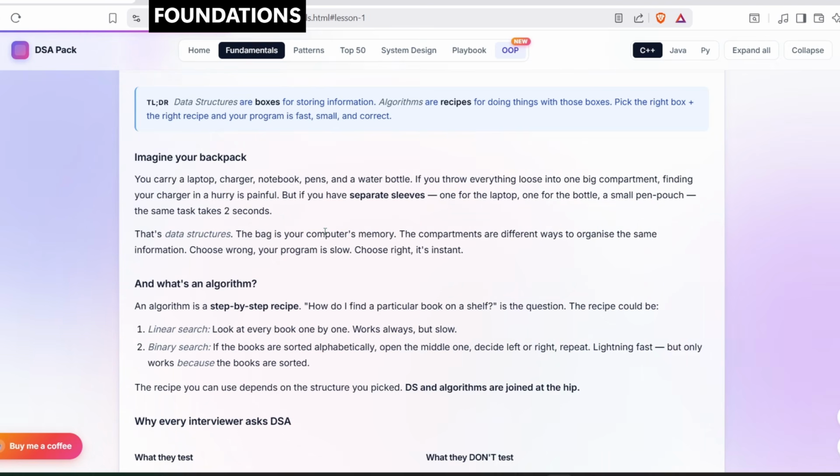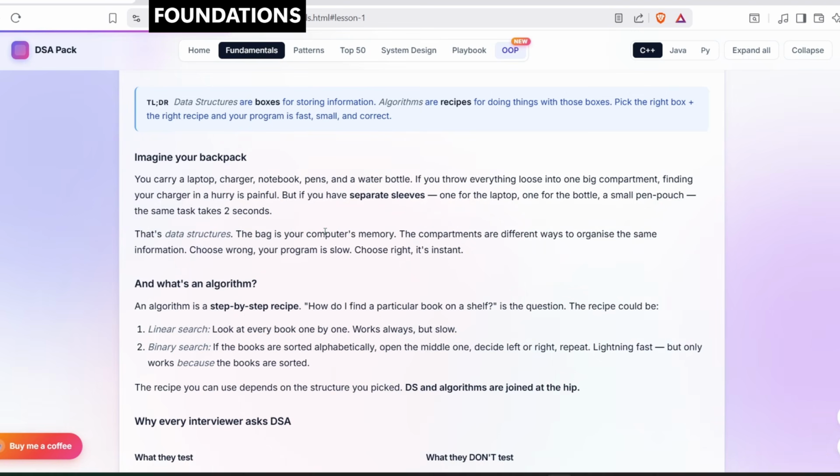An algorithm is a step-by-step recipe. How do I find a particular book on a shelf? There are various ways to search for a book on the shelf. Let's have the first one, linear search. Look at every book one by one. Works always, but slow. Binary search.